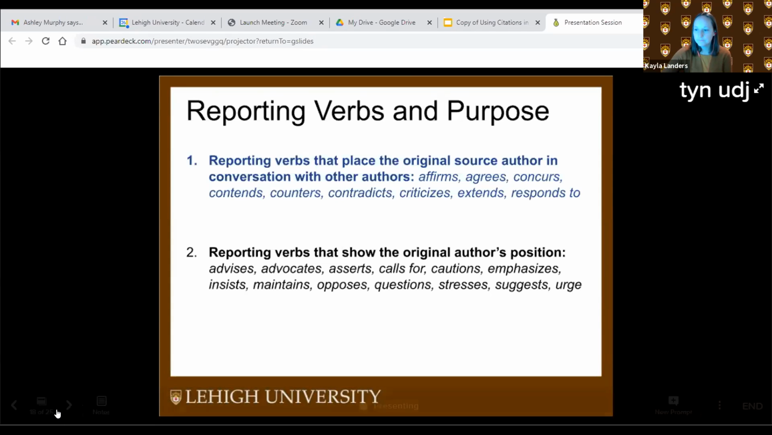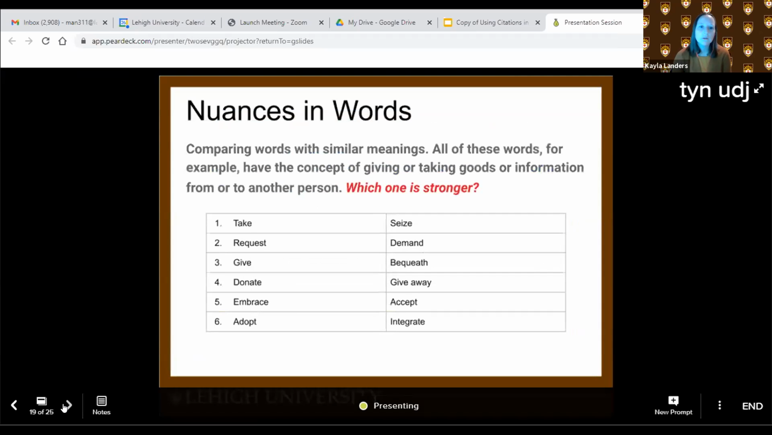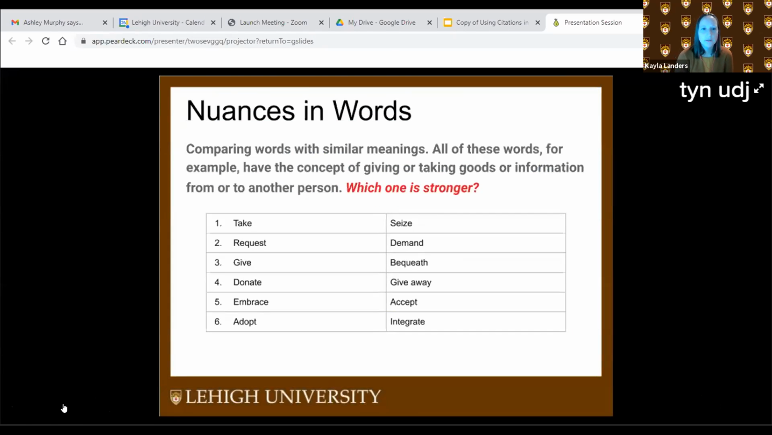So in the next slide, again, these small nuances when we look at words. In this particular chart, all of these words have the concept of giving or taking goods or information from or to another person. And if you look at these though, they have slightly different connotations, and one is a little bit stronger. So if you take a look at those, which one do you think is stronger? The chart reads across, so between take and seize, which one is stronger?